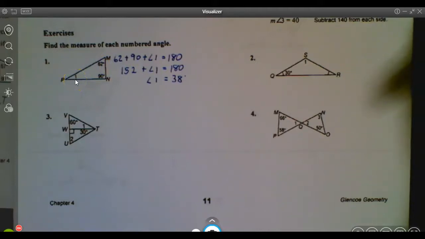So kind of a little shortcut if that sunk in with you. If not, don't worry, we can still take this approach for now. Jump over to number 2.